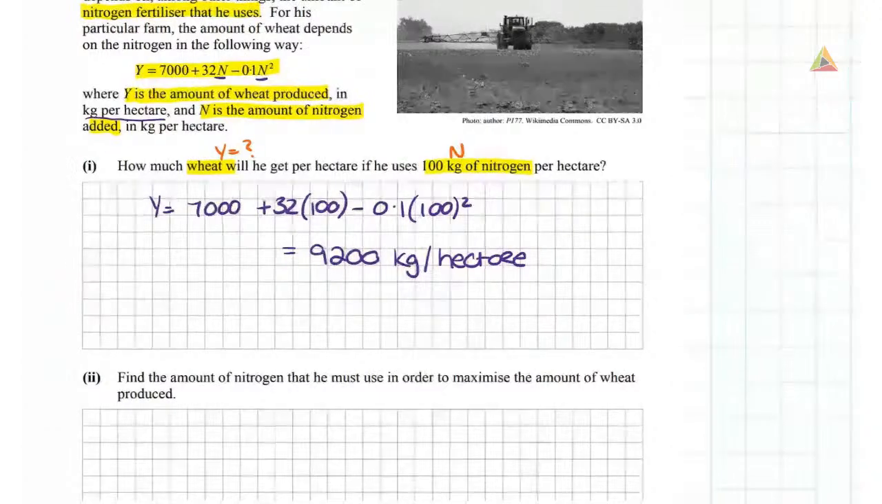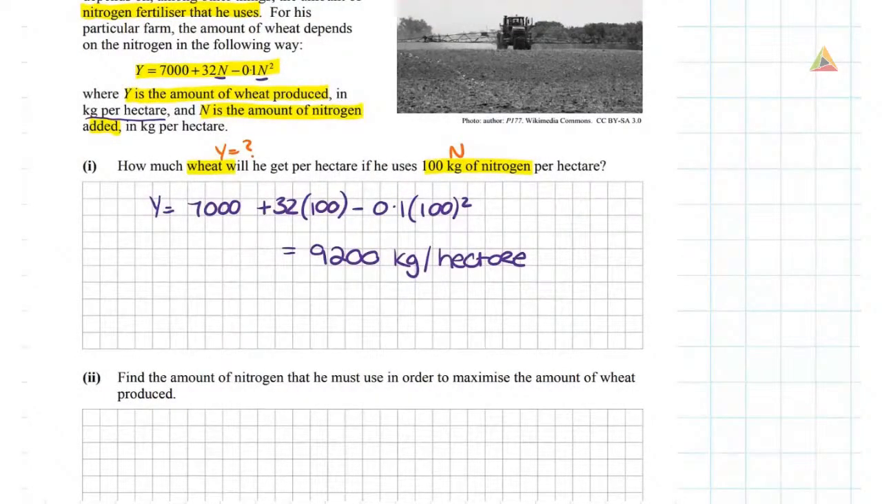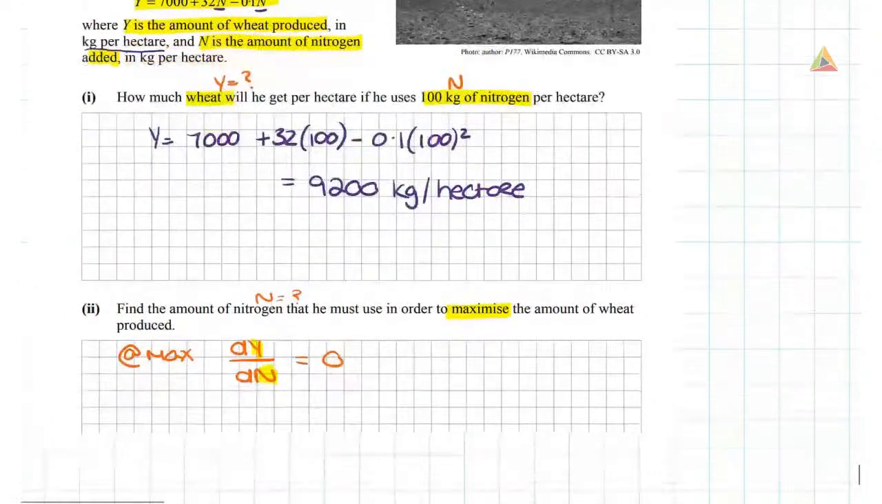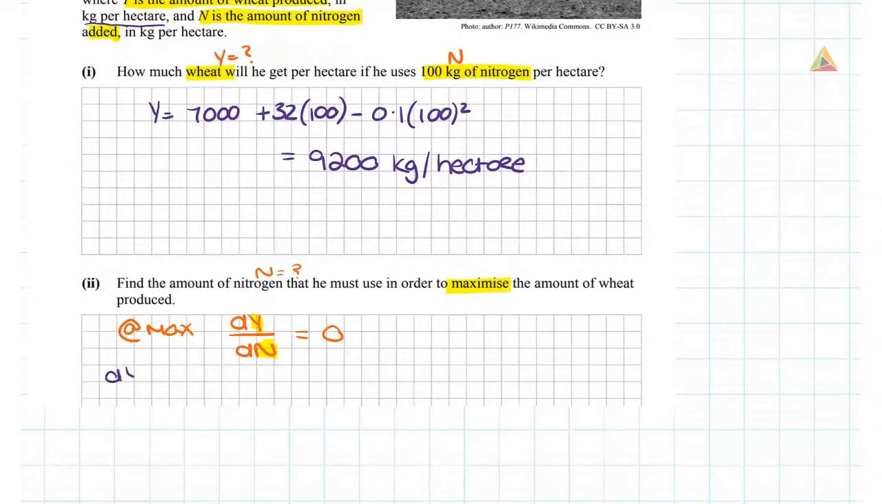Part 2, find the amount of nitrogen. So again, N is what we're looking for. That's our question mark in this case. He must use in order to maximize, so there's that word again, the amount of wheat produced. In this case, we're going to say at the max, this time it's dy/dn, because y is my function and n is my variable. At the max, dy/dn is going to be equal to 0. So we're going to take our function y and find dy/dn. In other words, we're going to differentiate it.